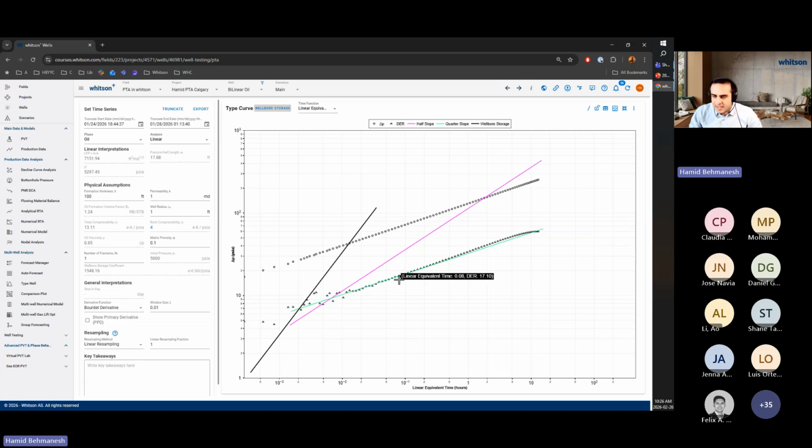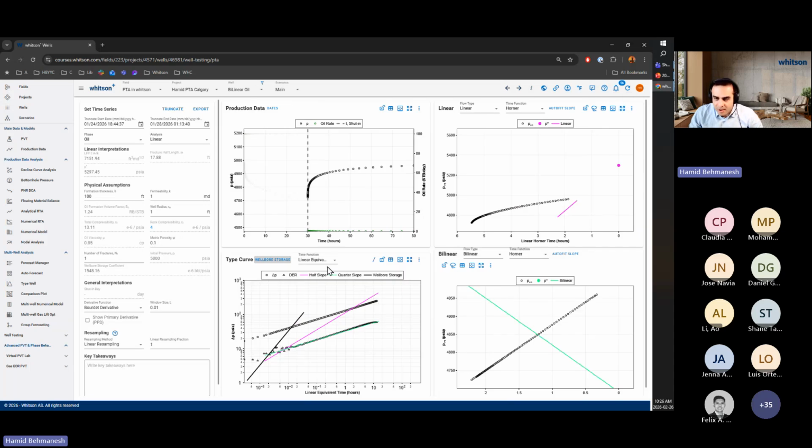And you can clearly see the derivative of the data is more aligned to a quarter slope than a half slope. So this all seems to be a finite conductivity fracture. To be able to get the finite conductivity fracture information, now I'm using a linear equivalent time function, I would better use the bilinear equivalent time function. So what's the best practice?